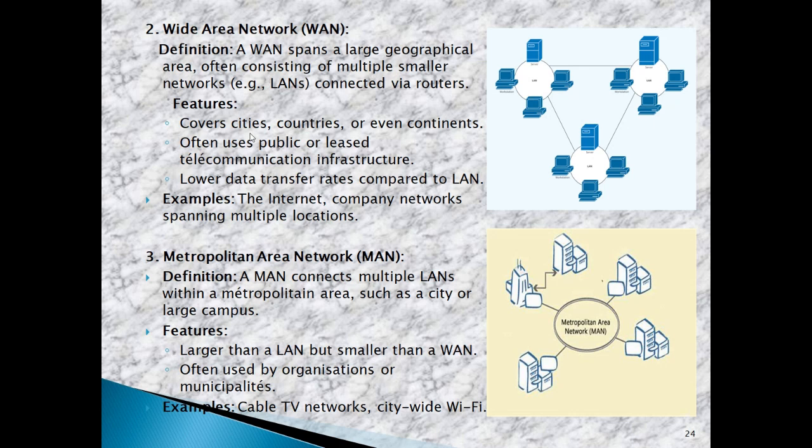Now, what are the features? It covers cities, countries, or even continents. Often uses public or leased telecommunication infrastructure. Then it has lower data transfer rates compared to LAN. LAN is faster because it is closer, so data can be transmitted quickly. But for a WAN, it is wider, so the speed of the data transfer can be slowed down significantly. An example is the internet. That's why sometimes you have downtimes in the internet. You also have company networks spanning over multiple locations.